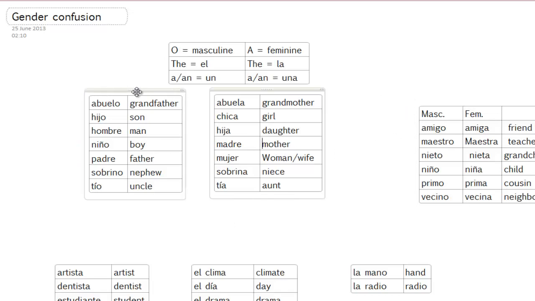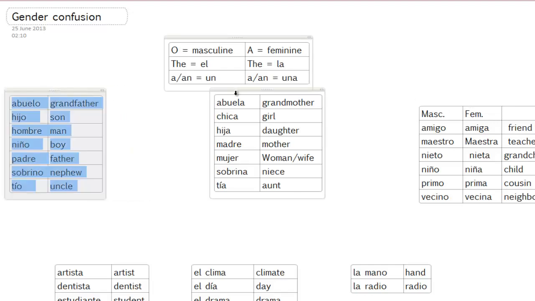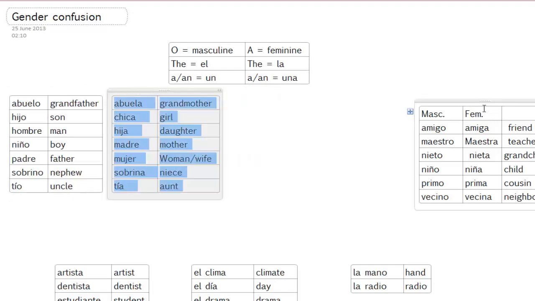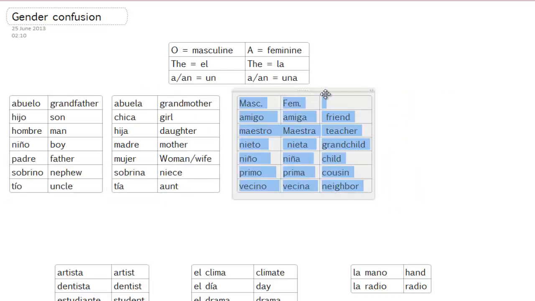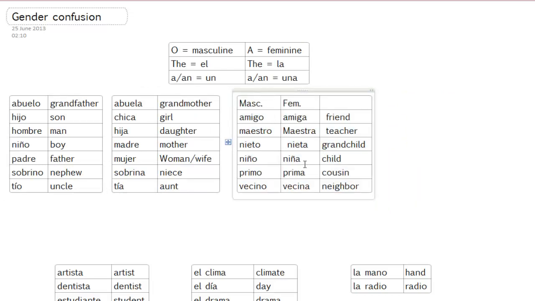And let's move these to one side so we can bring in another thing. And sometimes, as you see here, we have words. This, for example, means friend. We just change. If it's masculine, it's got O in the end.